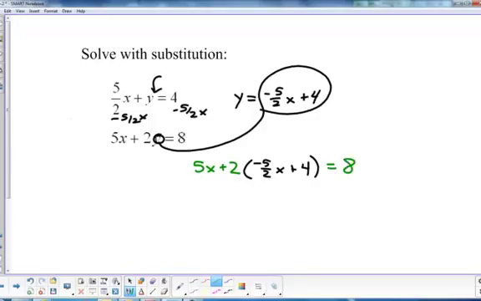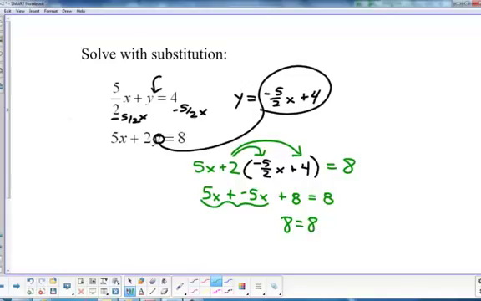Now before we do anything, we need to distribute to get rid of the parentheses. So 5x plus 2 times negative 5 halves is a negative 5x. And then 2 times 4 is 8. So this is ironic. These two numbers cancel. They're on the same side. So you do exactly what you do to solve this. So I have 8 equaling 8. 8 always equals 8. So since that is true, this is all solutions.